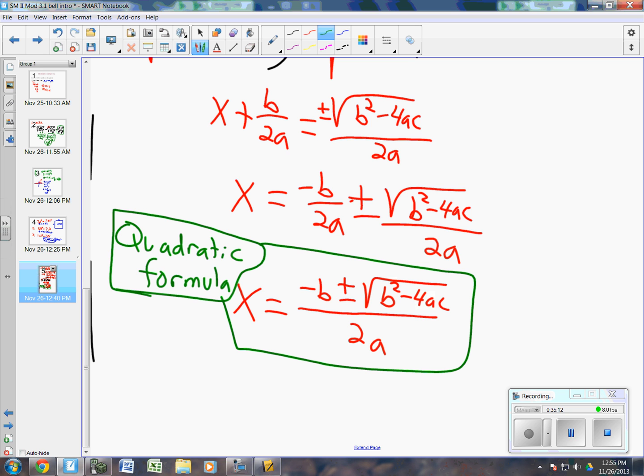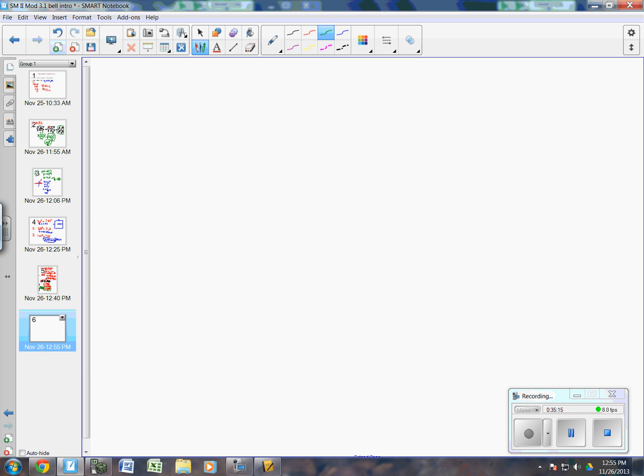Okay, this is called the quadratic formula. So I'm going to write it on a new screen right here. Everybody write it down if you haven't.